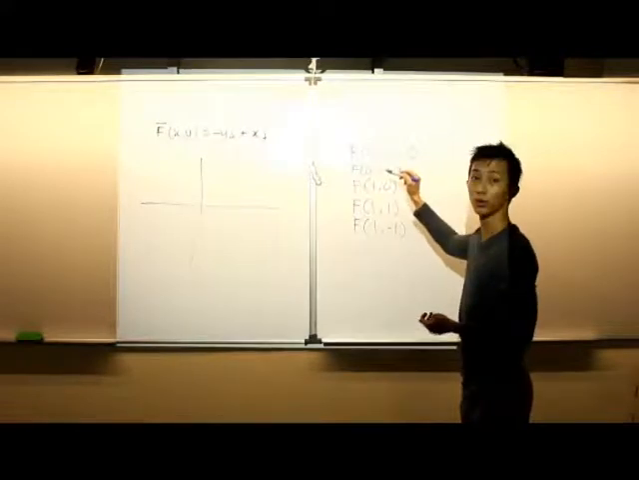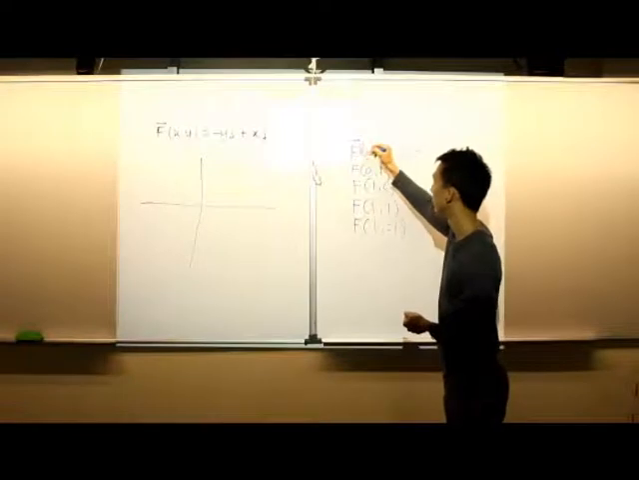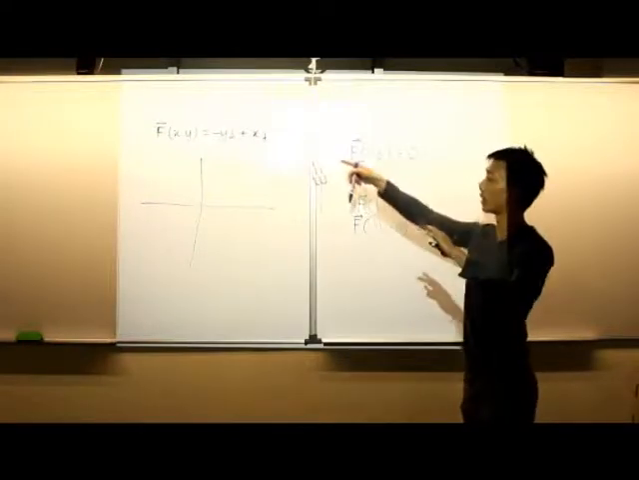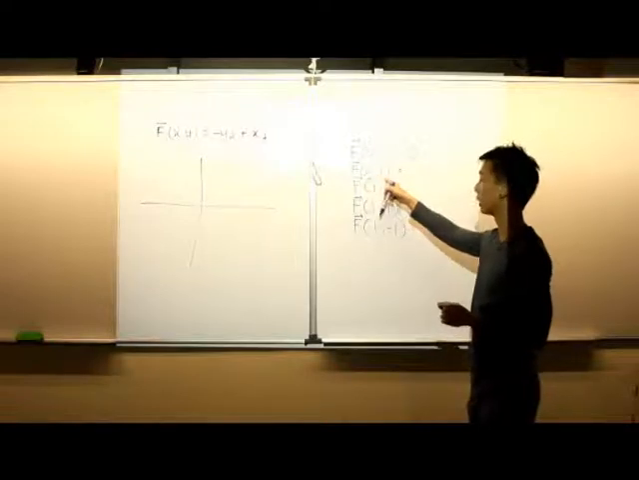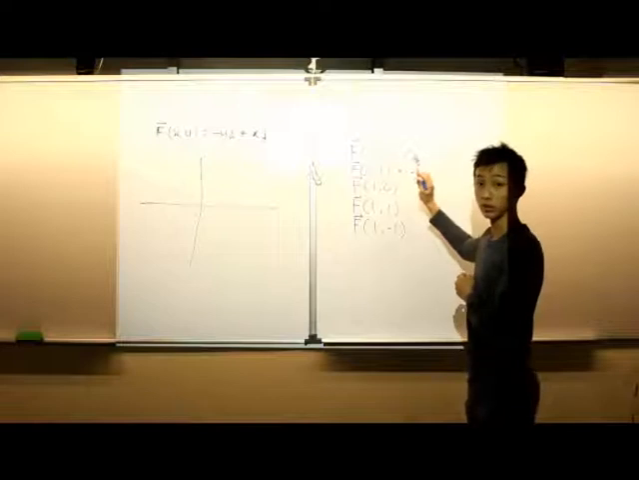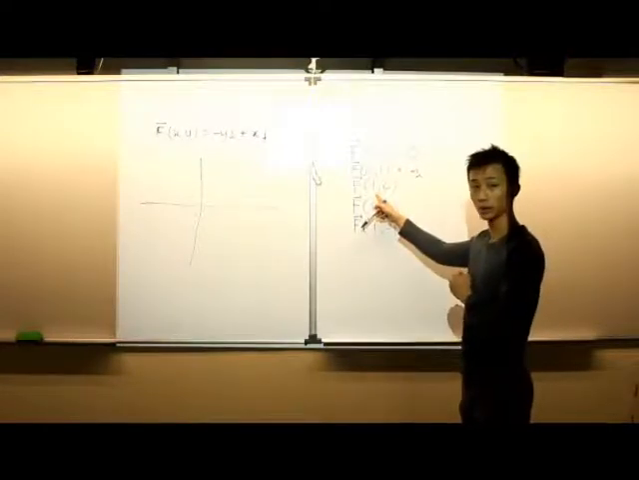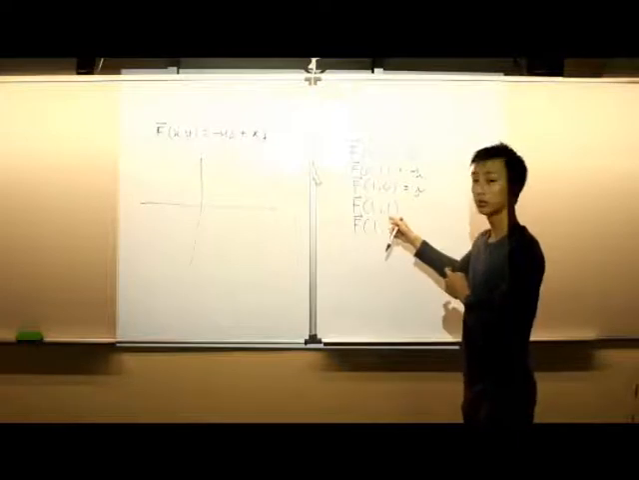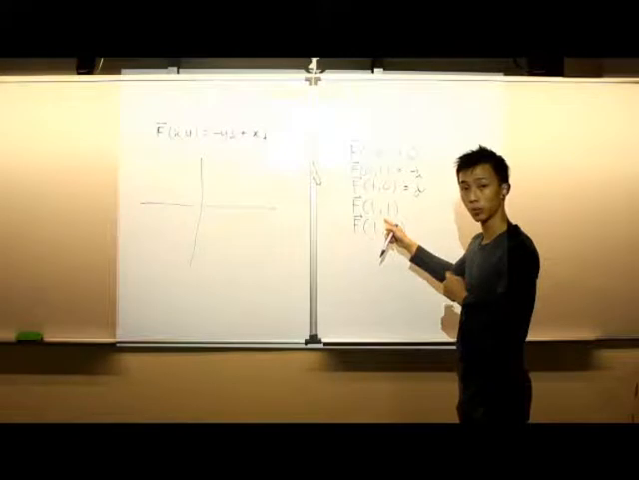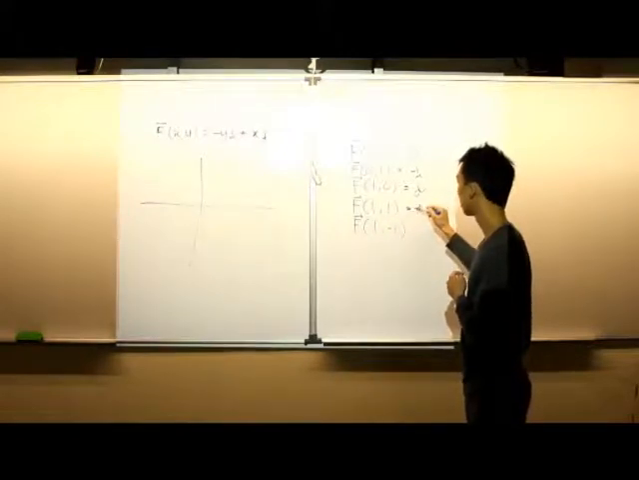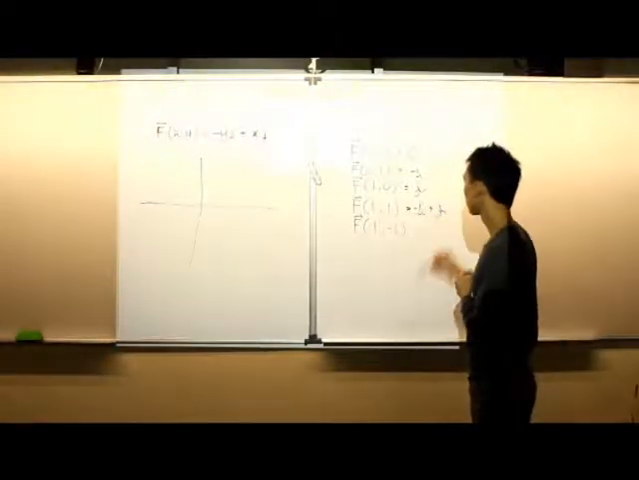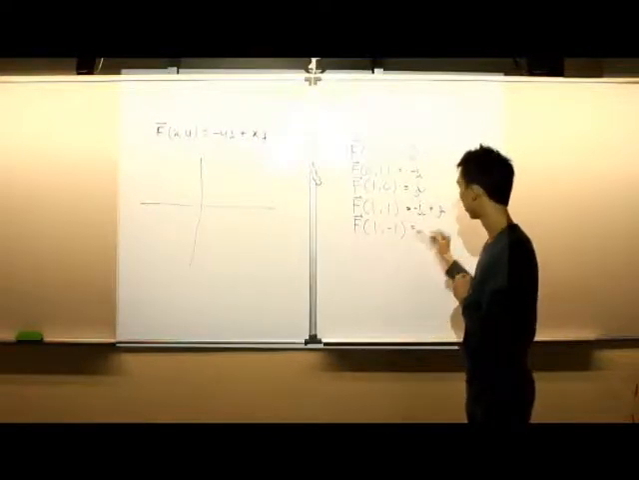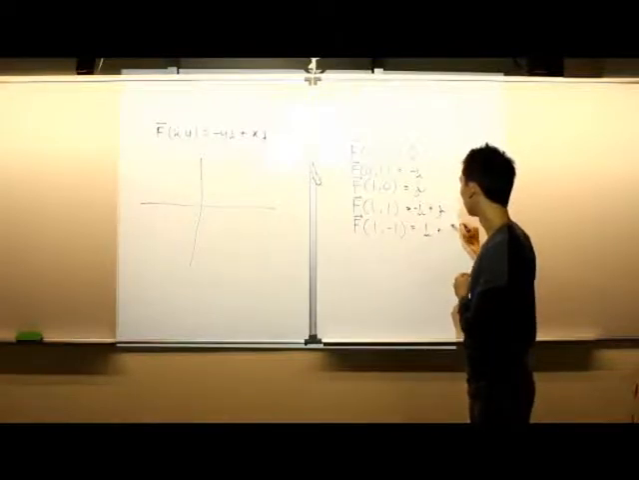And when we put 0, 1 in there, you can see that x is 0 and y is 1. So it will be negative i and 0j. Next, we have x to be 1 and y to be 0, giving us j. Next, we have F(1, 1), meaning x equals 1 and y equals 1. This gives us negative i plus j. The last one, we have F(1, -1), which means x equals 1 and y equals negative 1, which gives us i plus j.